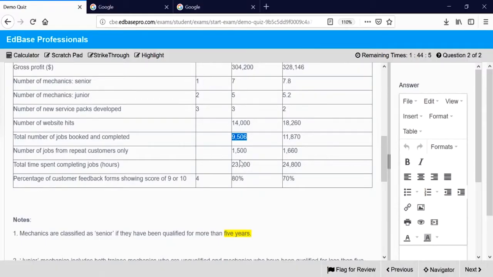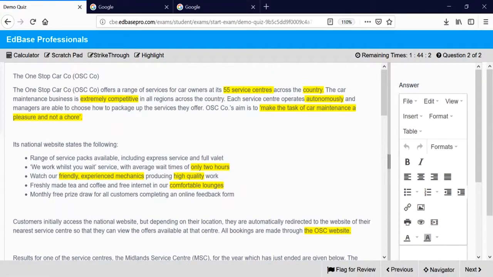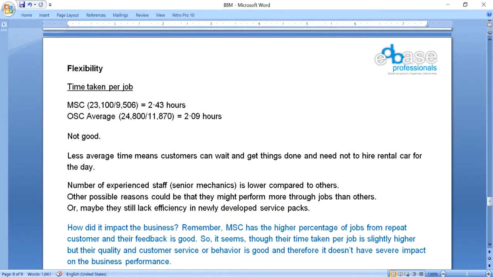Remember one point from the scenario, its national website says the average time is only 2 hours. So they have already set a benchmark for their services. So you can bear that in mind as well. So let's calculate the hours. From the calculation, MSC's average time per service is 2.43 hours and OSC's average is 2.09 hours. Okay, fine. So now in this part, MSC's performance is not that good, because it is taking more time. All right. So fine, not good, no issues.